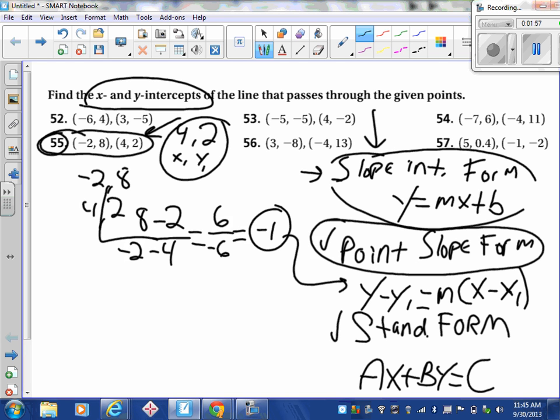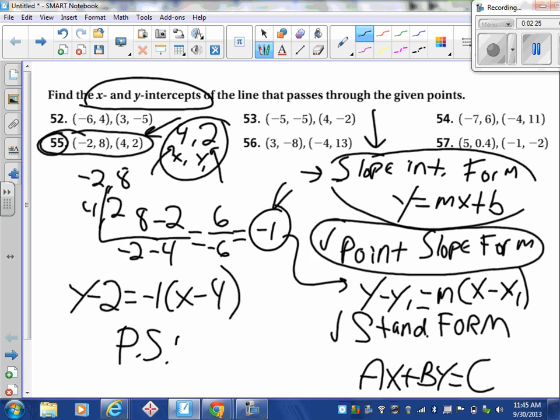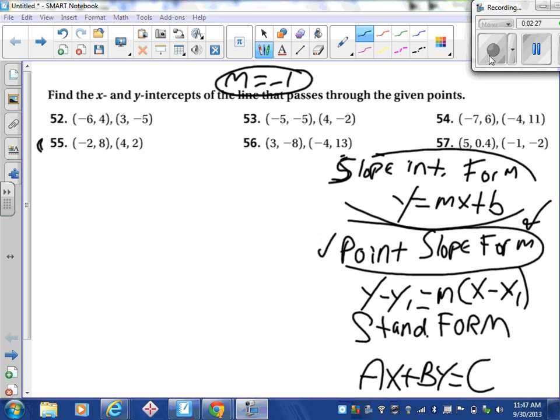Once I have that, I just plug it into the formula. My point-slope formula is y minus y1, which is 2, equals my slope, which is -1, x minus x1, which is 4. So now I have it in point-slope form. Now we got point-slope form done.